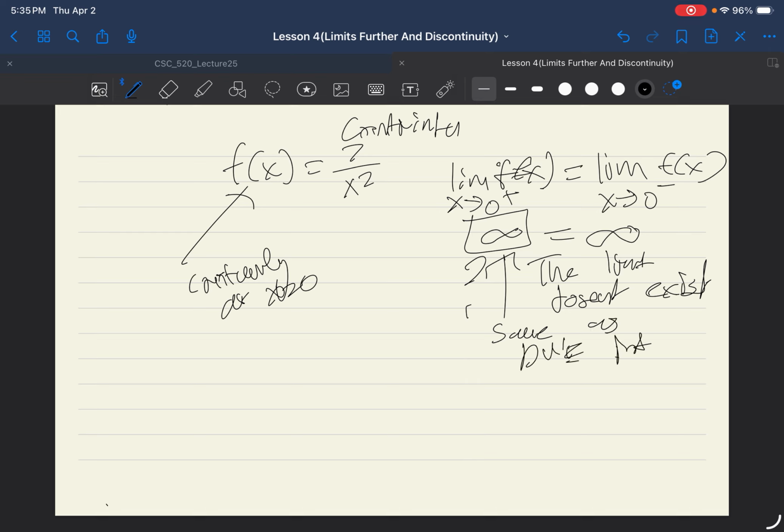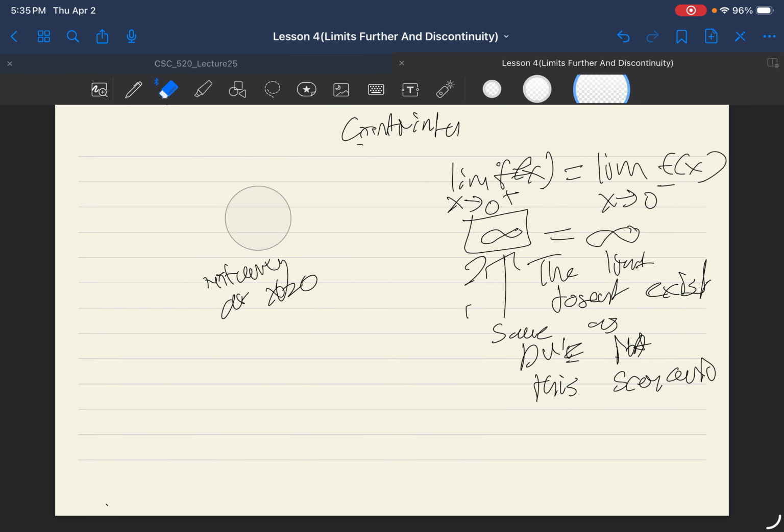In this case, whenever you are trying to find continuity, infinity will never be the primary thing. Also, it's infinity because it's 7 divided by a very small number squared. And whenever you divide a constant by a very small number, it'll go to infinity.